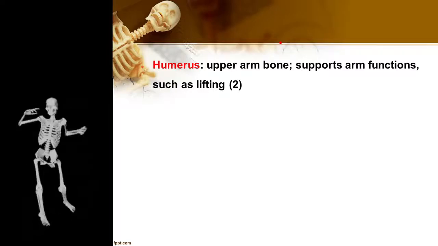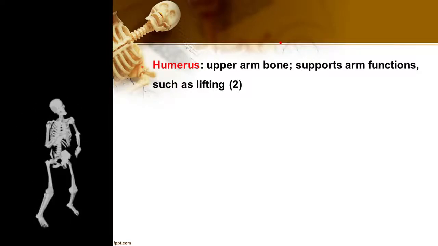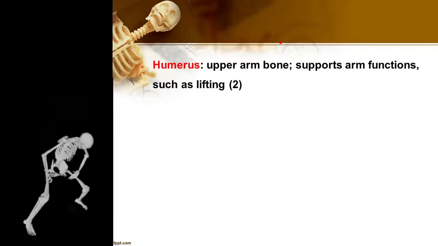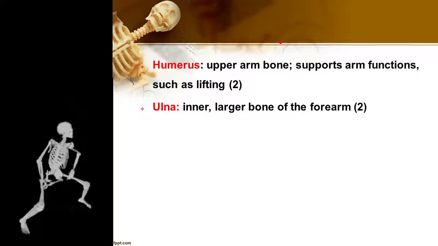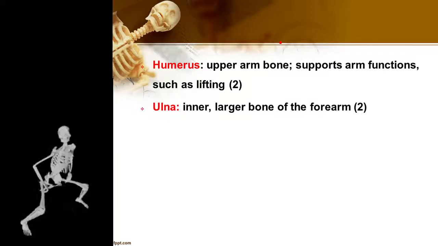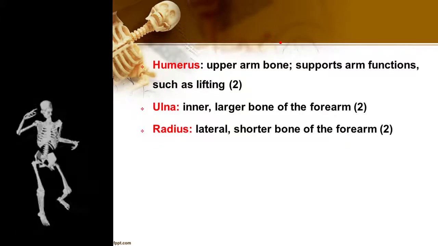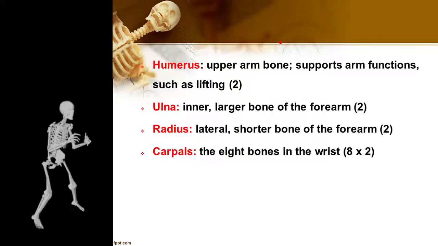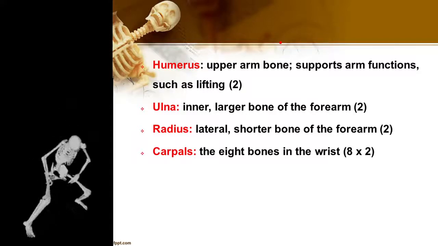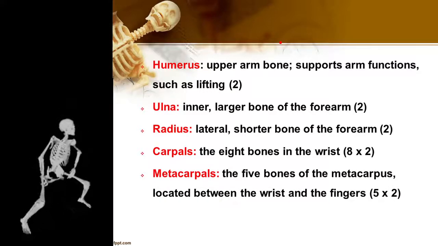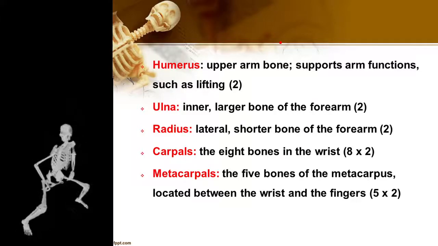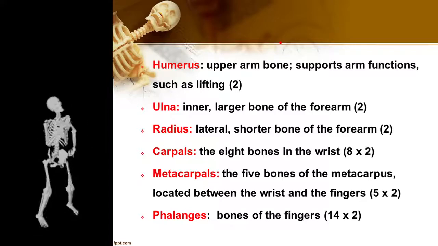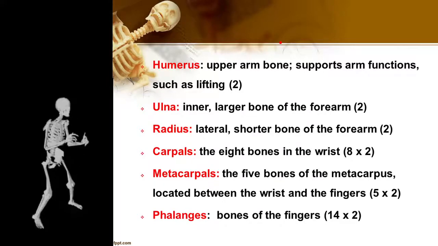Humerus or the upper arm bone. It supports arm functions such as lifting. We have 2 humerus, the left and the right upper arm. Then we have the ulna or the inner, the larger bone of the forearm. The radius or the lateral, shorter bone of the forearm. The carpal, so we have 8 bones in our wrist. The metacarpals, the 5 bones in the metacarpus located between the wrist and the fingers. And we have the phalanges or the bones of our fingers.